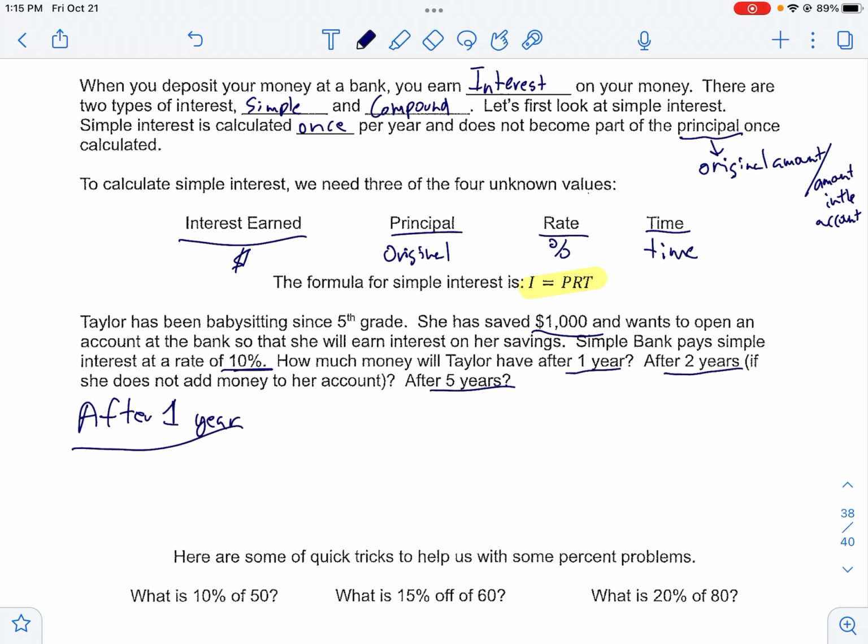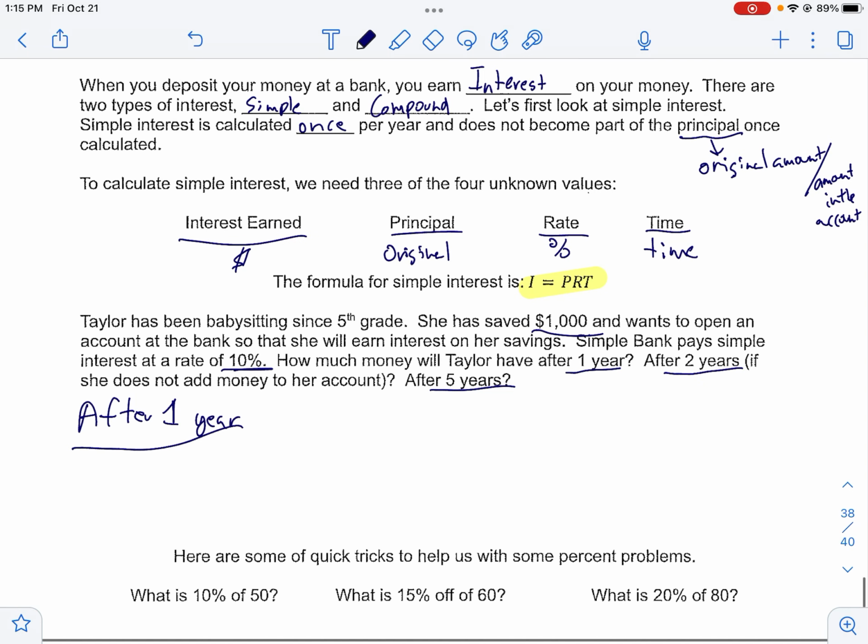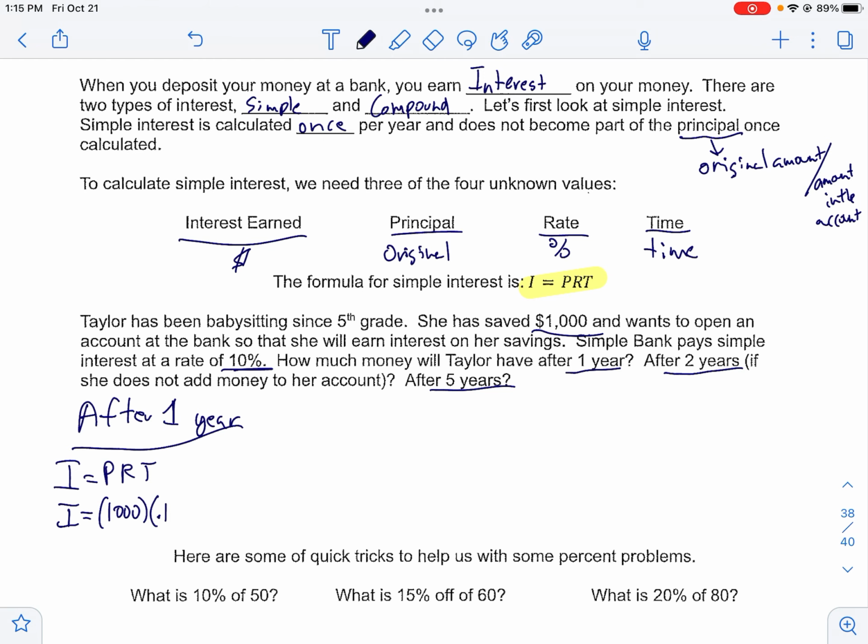So after 1 year, to figure that out, we know we have to find the interest, the principal, the rate, and the time. These are the 4 variables. We are given 3, and we'll have to find the 4th. So it asks how much money she'll have after 1 year. Well, we're going to need to find how much interest she is going to make. Her principal amount, how much she started with, was $1,000. The rate that she's making her money at is 10%. I'm just going to start writing that as a decimal from the beginning. After 1 year would be times 1.